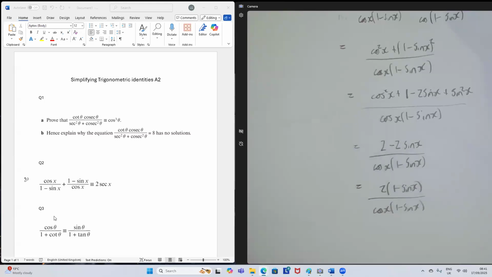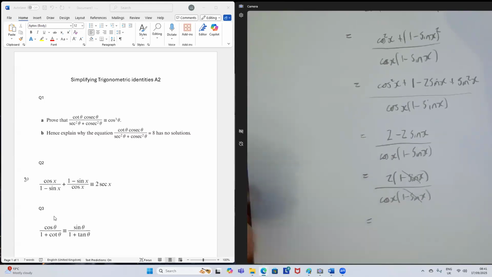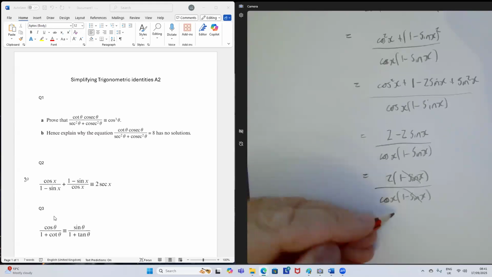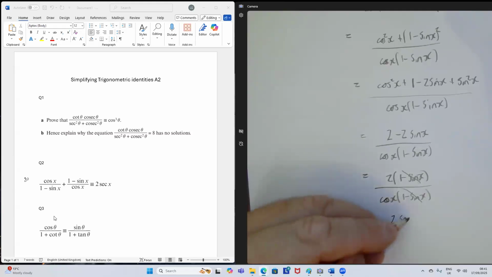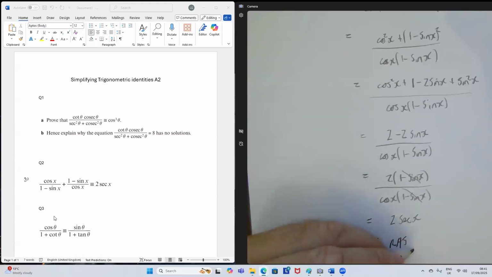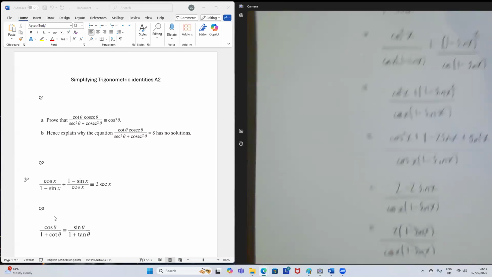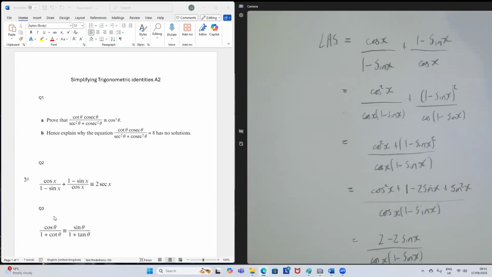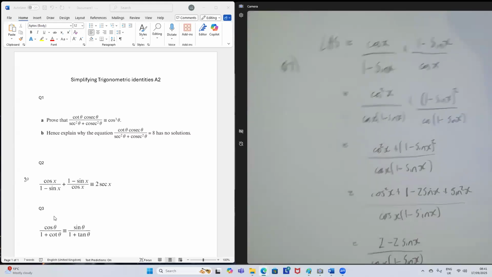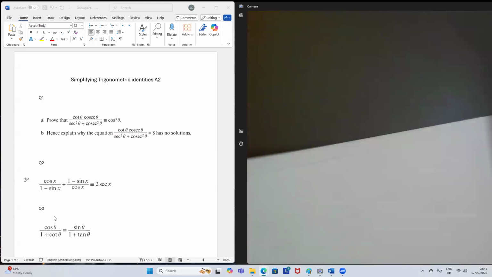Okay, well that's great because the 1 minus sines cancel and we're left with 2 over cos. But 1 over cos is sec. So this is 2 sec x, which equals the right-hand side. And that's that one done. So remember, the most useful piece of advice I'd recommend on that one, the one that I call question 2, is to combine it to get it over a common denominator.